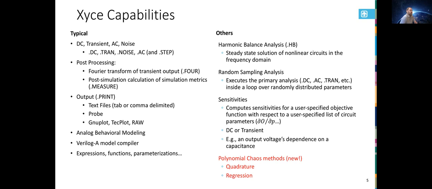There's a few things in the code that I think are not so commonly found in, at least, open source tools. Some circuit simulators have the large signal version of frequency domain calculations, which is harmonic balance, but most circuit simulators, especially in the free open source world, don't have harmonic balance, and we do. We've also spent a fair amount of time implementing various UQ methods, including random sampling analysis. A few years ago, I spent a lot of time implementing analytic sensitivities. So there's a pretty powerful sensitivity capability in Xyce. And most recently, I've implemented polynomial chaos methods, which is another way of doing uncertainty quantification. So I'll be talking about that later.